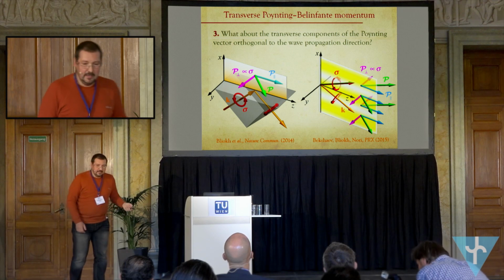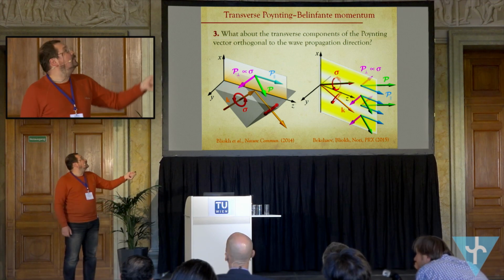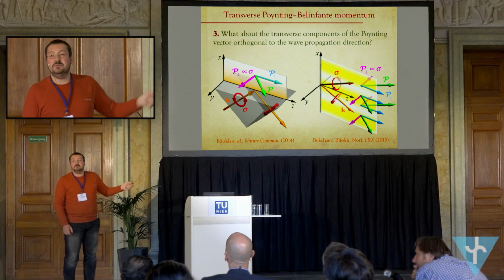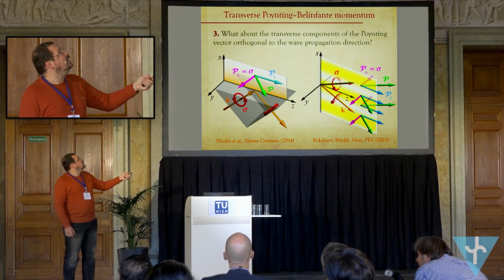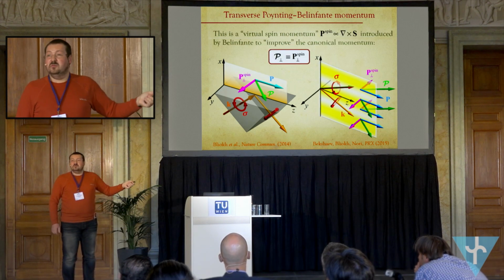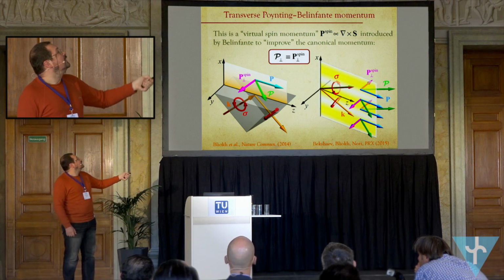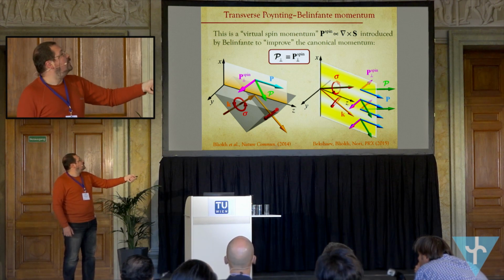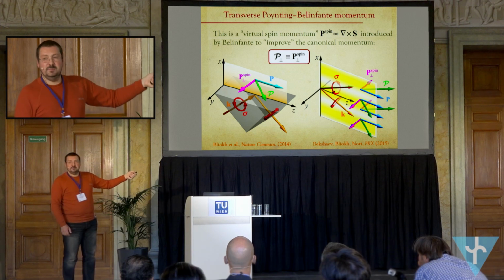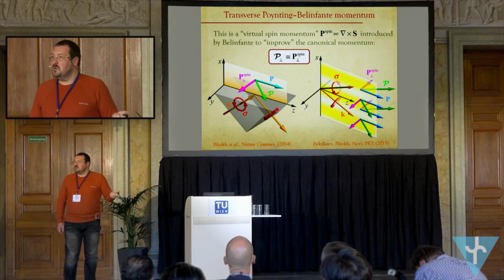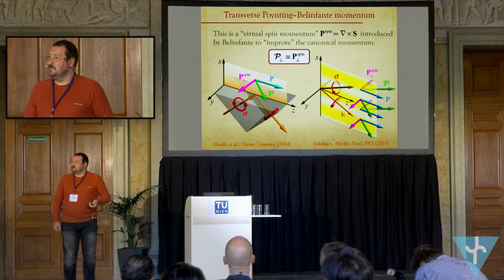Okay, so finally, the final remarks is what about this transverse momentum component, transverse Poynting vector component I mentioned in the very beginning? This is actually the Bliokh momentum, which he added to improve the canonical momentum. So this is spin momentum proportional to the helicity of light, and this is curl of spin density. And according to our prediction, this spin momentum should not interact with matter.